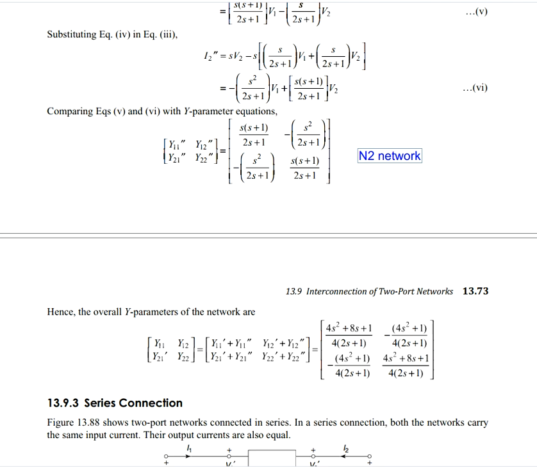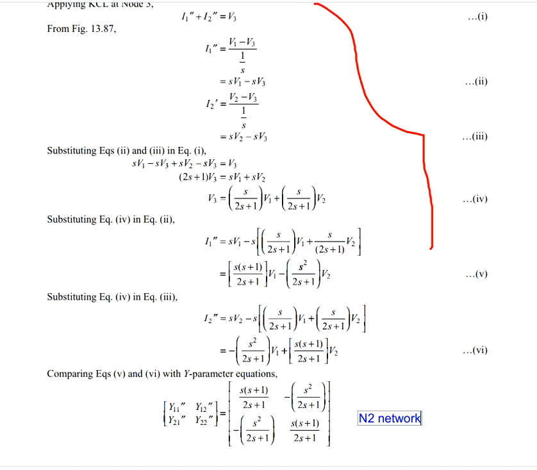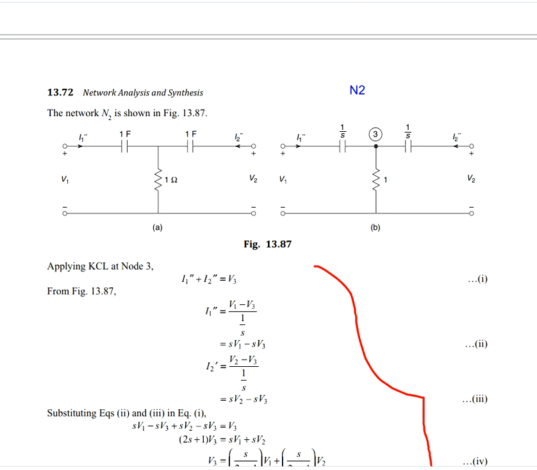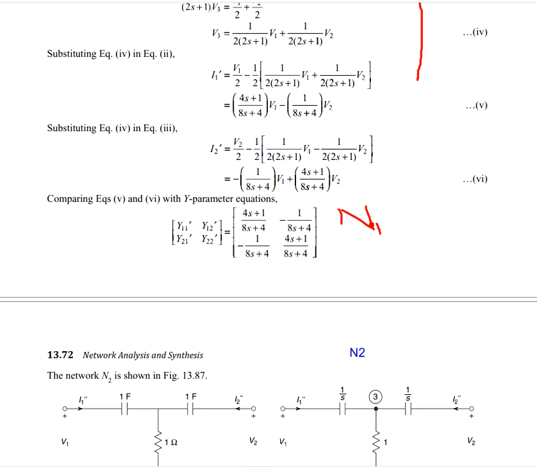So this is about the networks which are connected in parallel, right? In a similar manner you can have different networks connected in either series or cascade manner. So accordingly you need to proceed to get the required parameters, right?